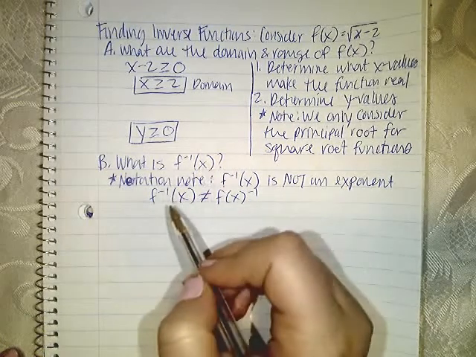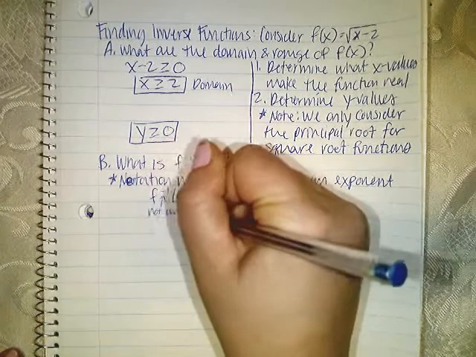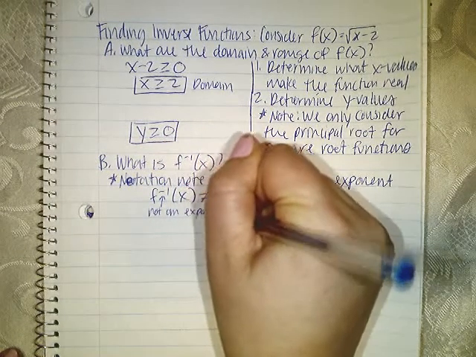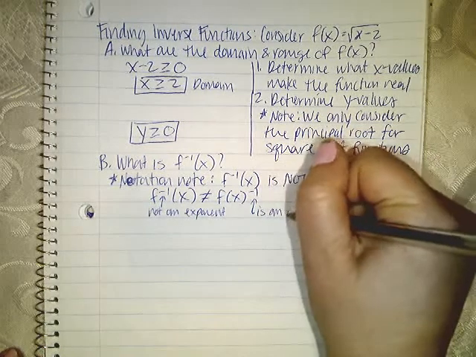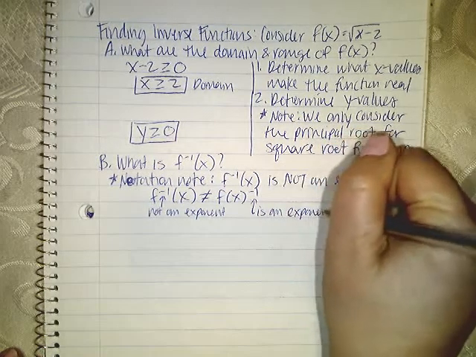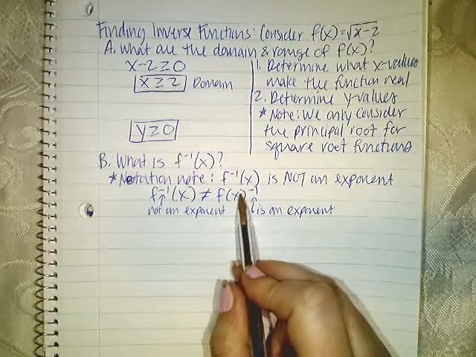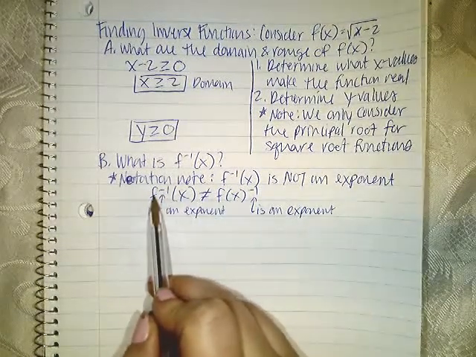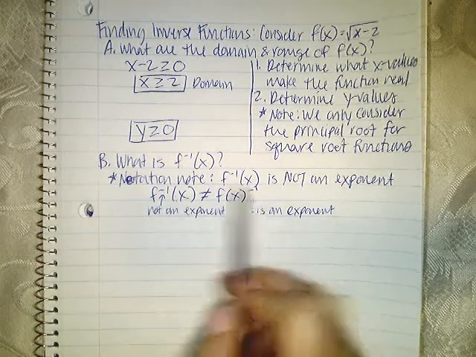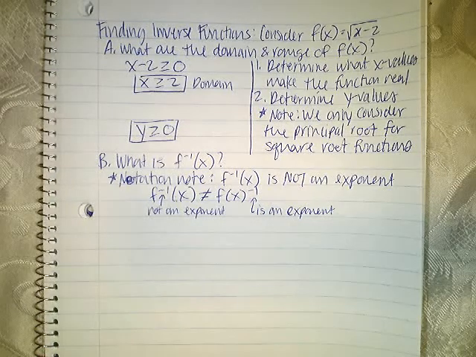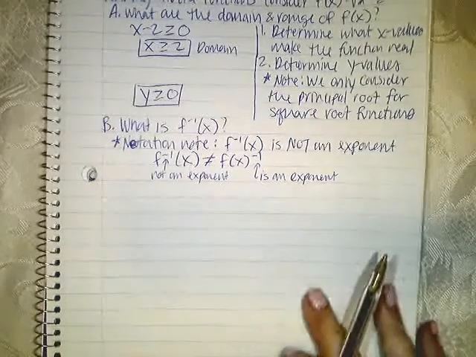This is an inverse function, so this is not an exponent. This is an exponent. I want to be very clear about that. Make sure you do not write inverse functions this way. They are only written with the negative 1 between the f and the x, or between the g and the x. It is not written at the end. So those are two key things to keep in mind. Now back to the rest of the actual example.